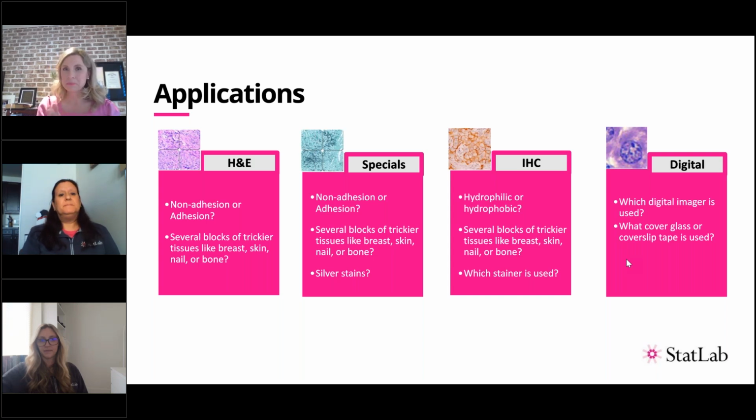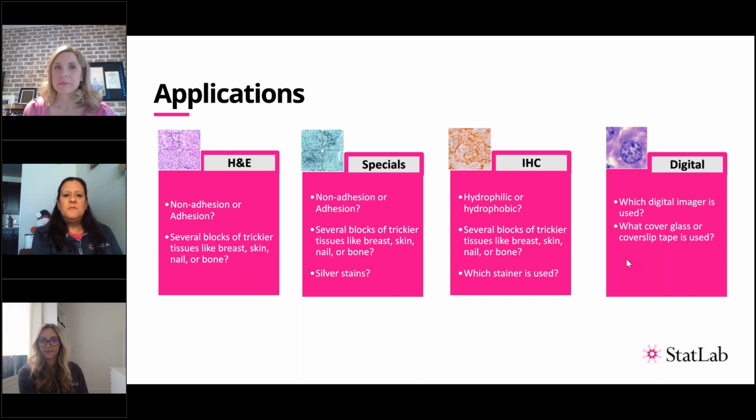Applications. For some of the different applications, these are just some things that you might want to look for, or questions that you may want to ask in your lab to figure out what slide to use. So for H&Es, do you choose to use a non-adhesion slide or an adhesion slide? Do you have several blocks of trickier tissues like breast or skin, maybe nail or bone, that would require an adhesion slide? Or are you able to get away with using non-adhesion since H&Es are generally less aggressive?